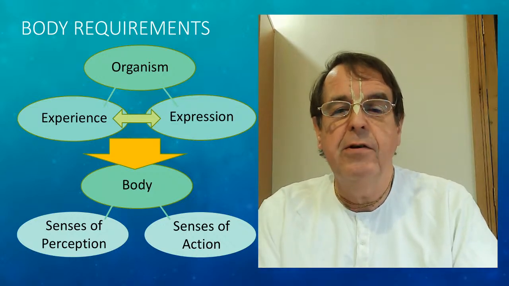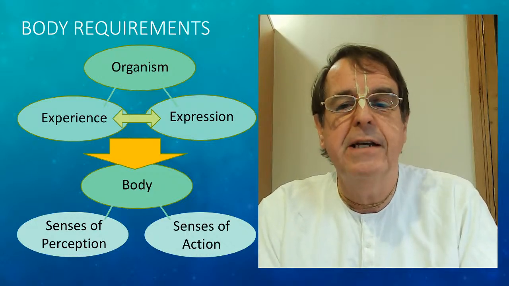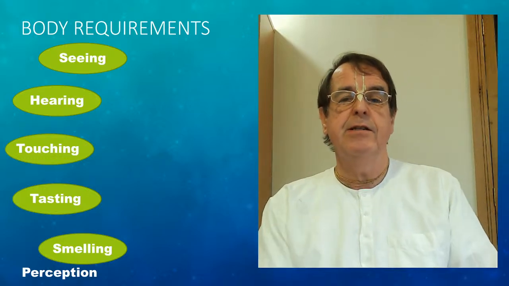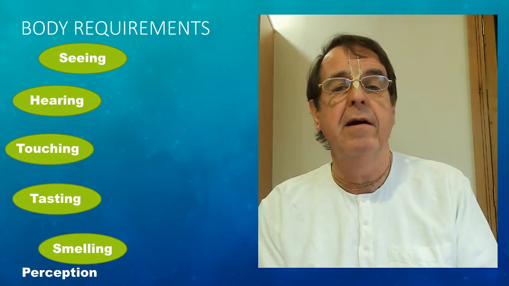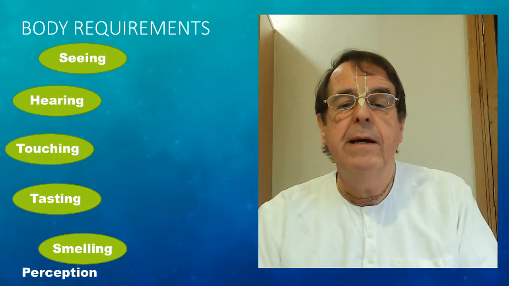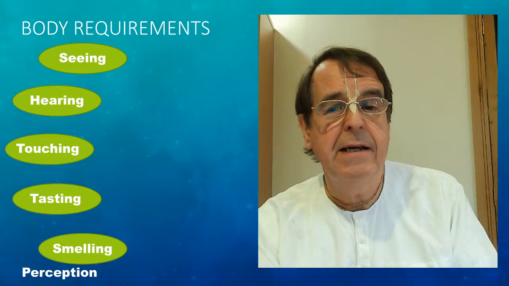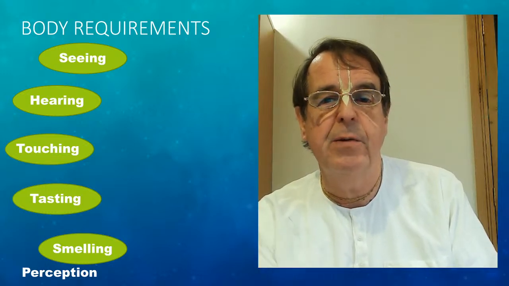Now, let's have a little look at these two sets of senses, which are common, as I say, to all the animals in our category. The first one are the senses of perception, 5 basic ones. The ability to see, to hear, to touch, to taste, and to smell. Now, the point I'm considering here is one of both commonality and also of distinctiveness. It's a kind of one and different situation.